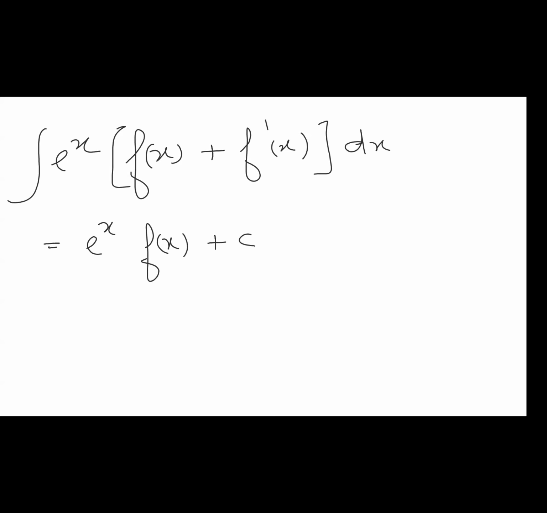Take a brief look at the property: e raised to x within the bracket f of x plus f dash x. The answer should be e raised to x f of x plus c. So the main idea is the function of x and its derivative will be there within the bracket, and outside the bracket there will be e raised to x. Fine.